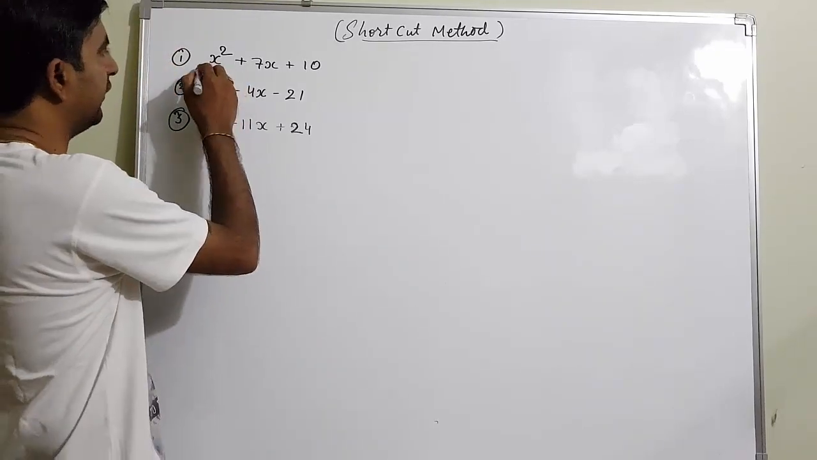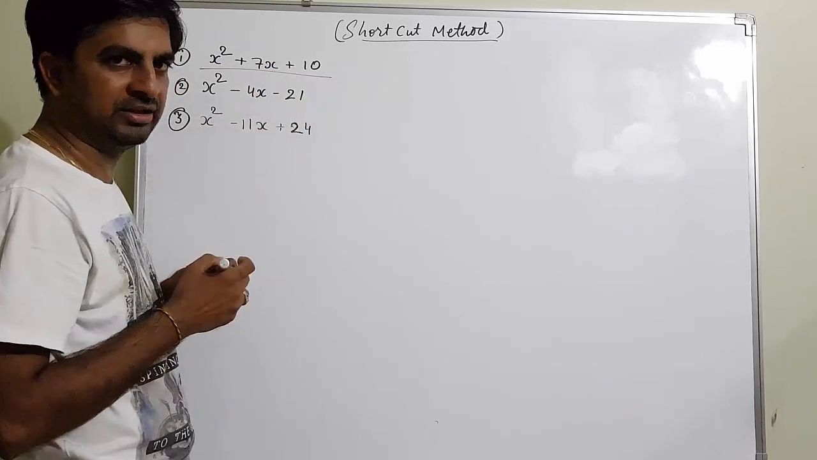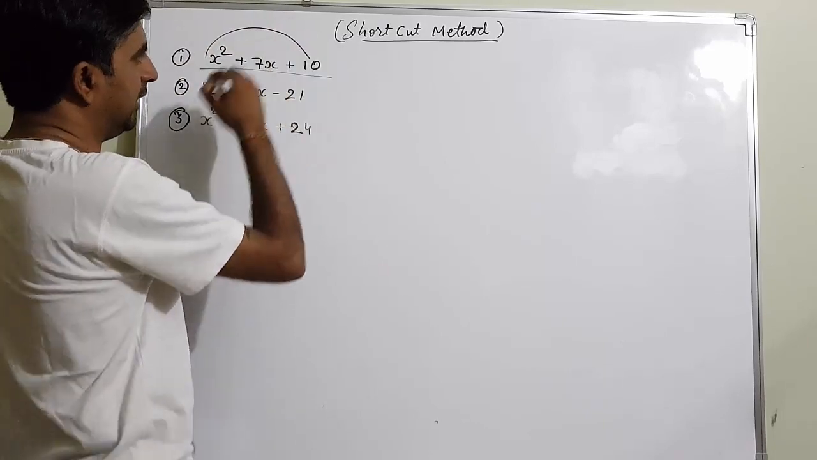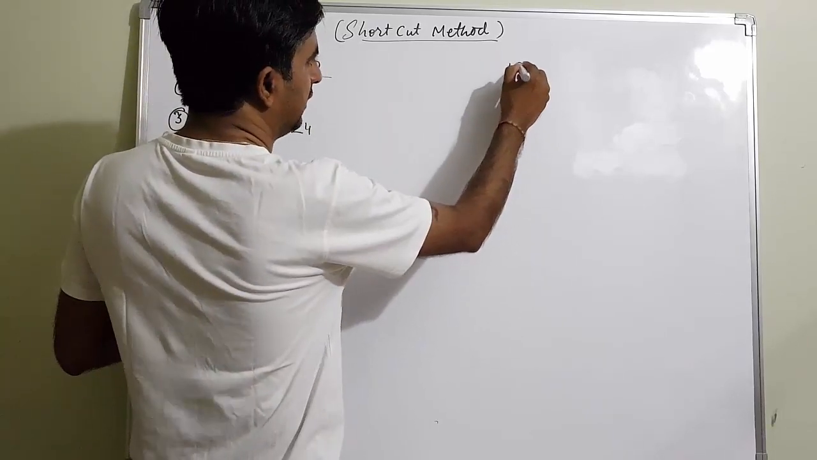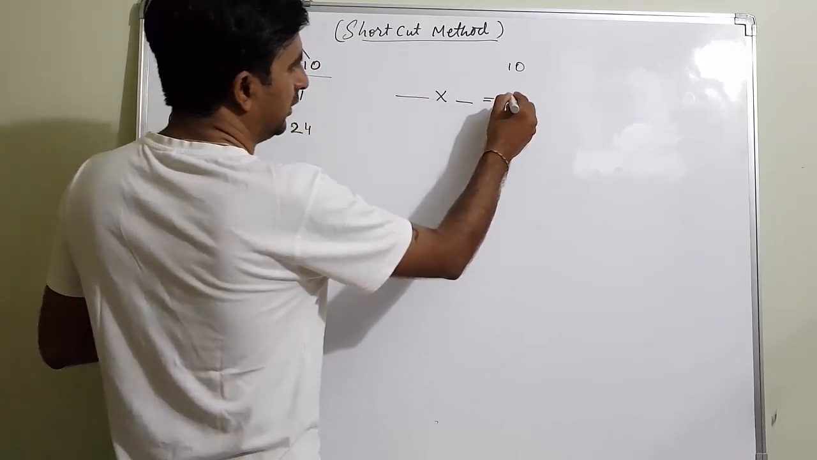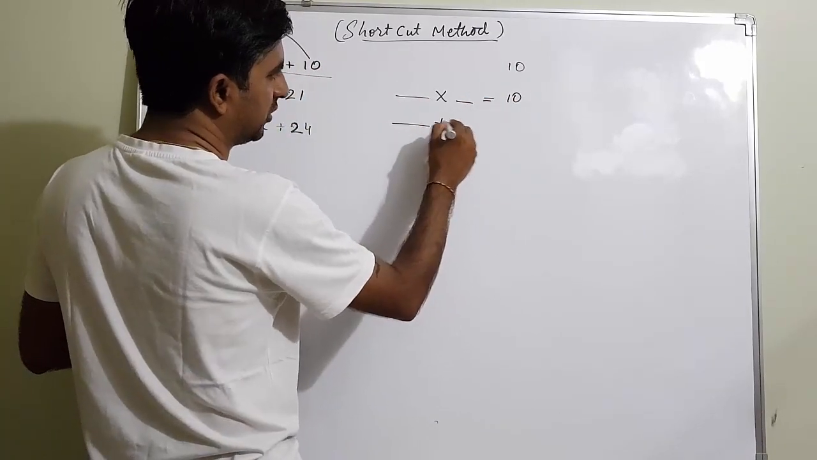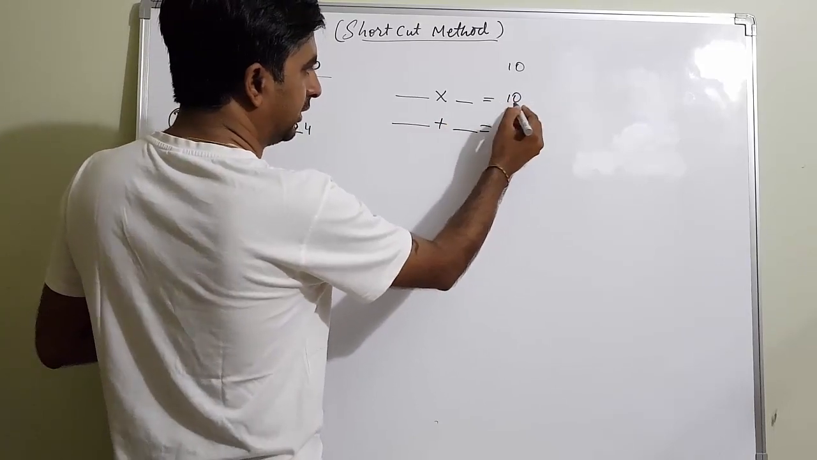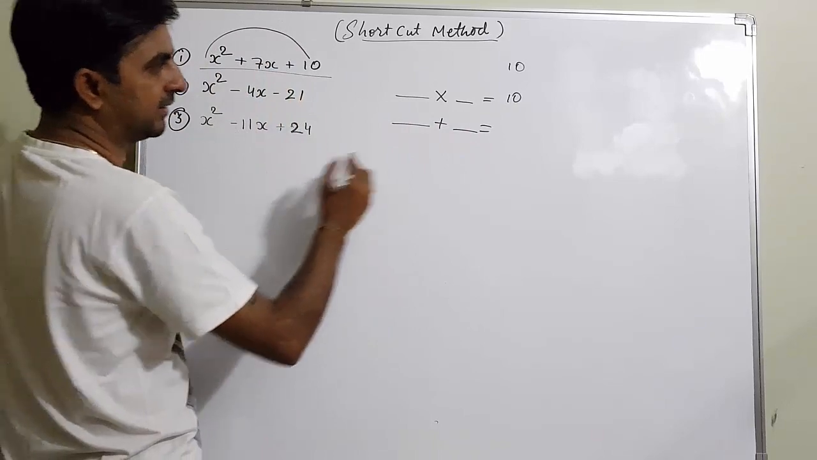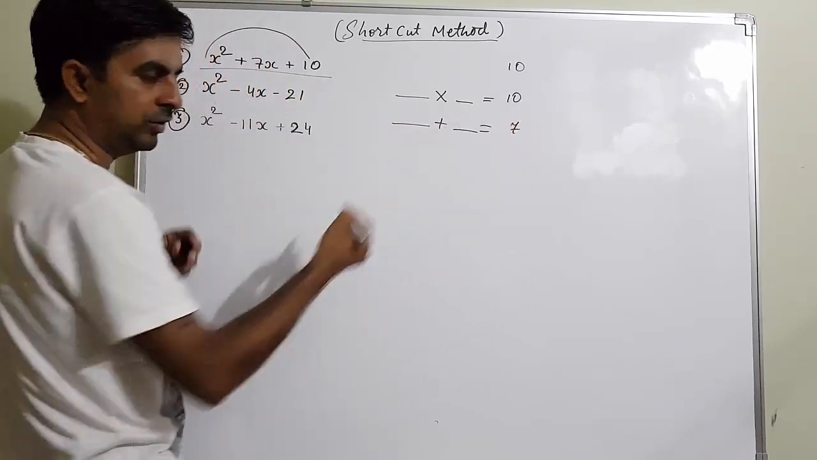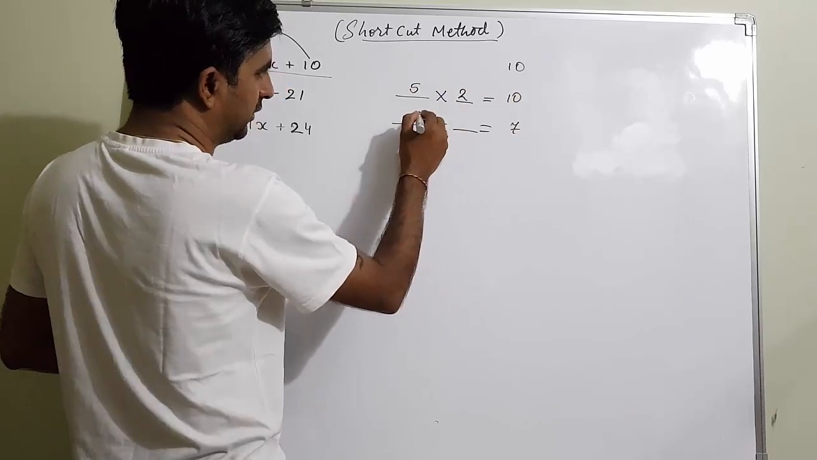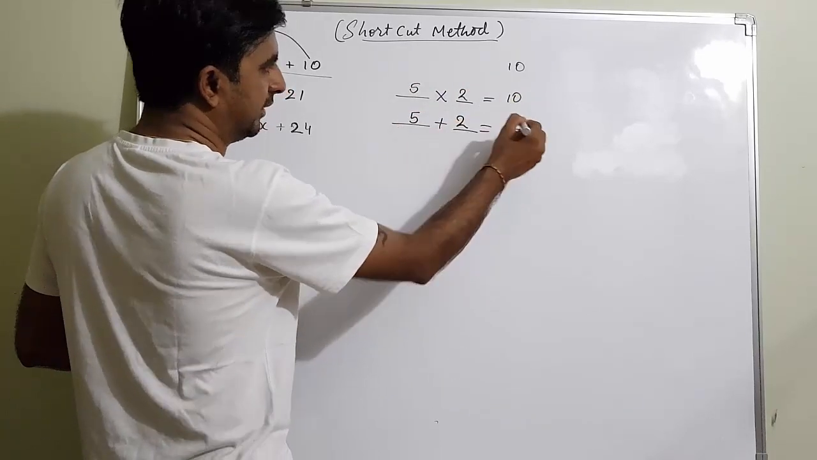So look here, this is our first question. What were we doing for splitting the middle term? First we were multiplying the coefficient of x square and the last term, 1 times 10 is 10. Then we were finding the factors of 10 in such a way that the multiplication remains 10 and the addition should be the coefficient of x, that is 7. So easily we know that 5 times 2 is 10, and 5 plus 2 will give you 7.